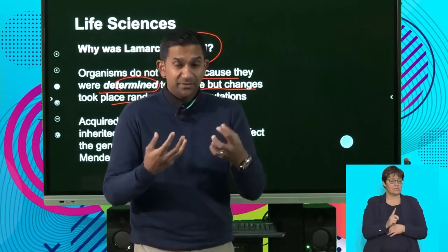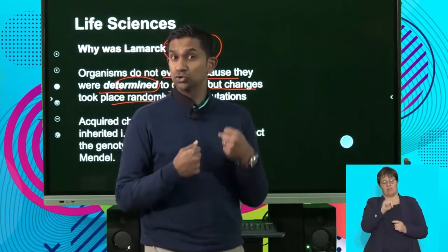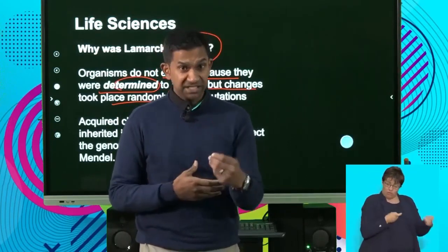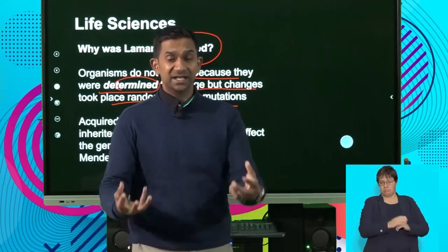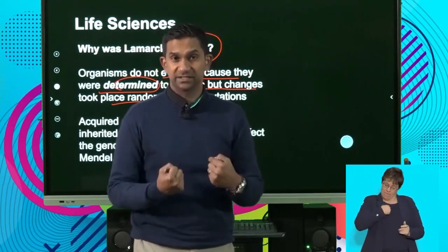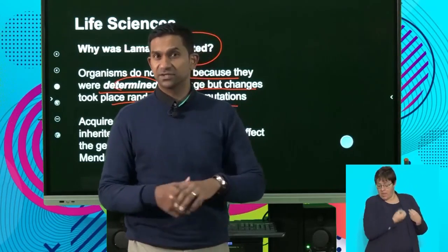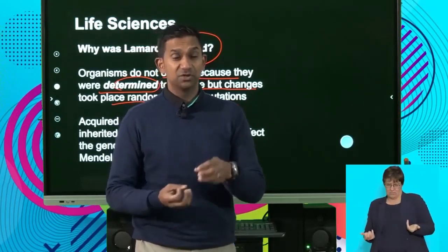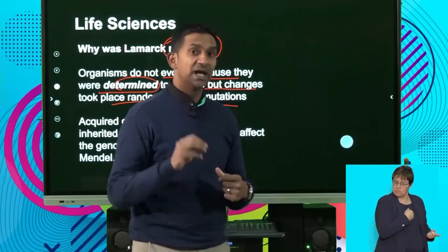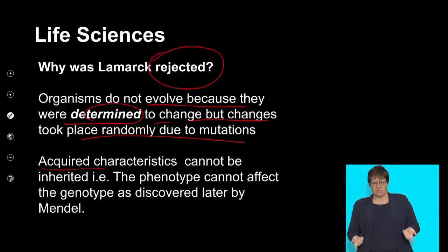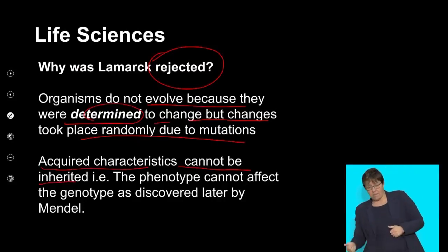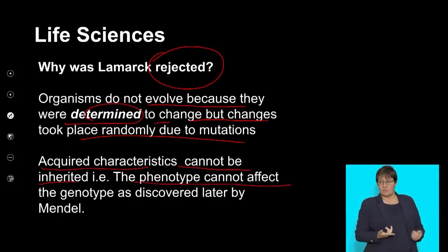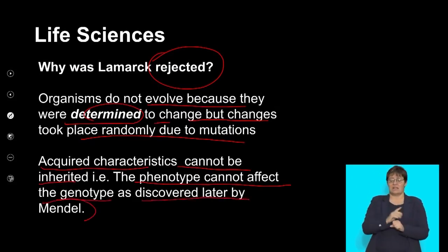So things that happen randomly are not controlled by an individual. Yes, you might exercise to become better, but that is an acquired characteristic that you get. That cannot be passed down to the next generation purely because you've acquired that trait. Likely, all acquired characteristics cannot be inherited. What does that mean? It means that the phenotype changes that affect the genotype, as discovered later by Mendel, cannot be inherited.